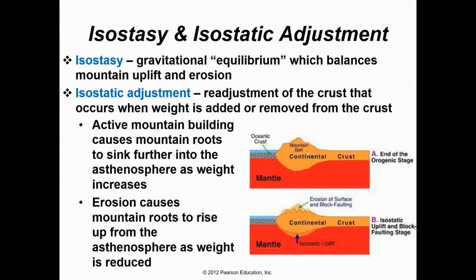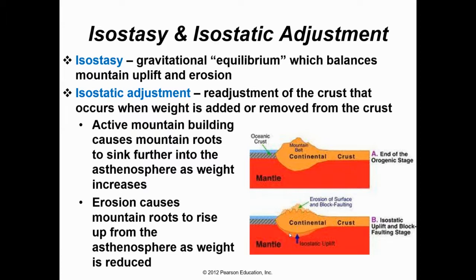Okay, so as weight gets shed off the mountain, what happens is as more and more erosion occurs, you start to see the root start to lift up out of the mantle. Okay, and that's a process that's called isostasy. Well, actually, isostatic adjustment. So isostasy is basically an equilibrium that I just talked about, that balance that occurs between mountain uplift and the weathering and erosion processes that occur at the mountain that's above the surface.